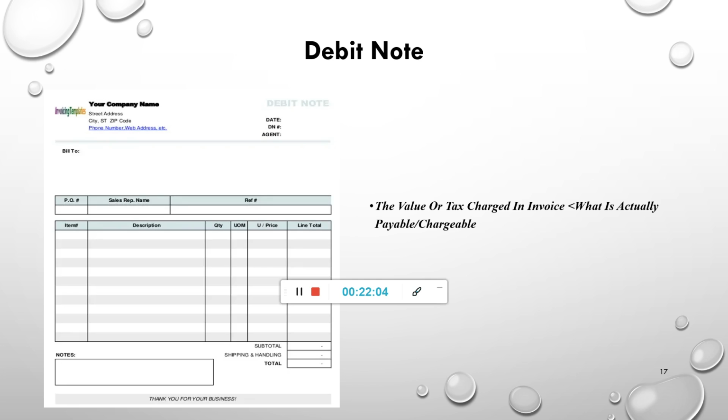Now let's discuss debit note. In case where a tax invoice has been issued for a supply and subsequently it is found that the value or tax charged in that invoice is less than what is actually payable or chargeable, the supplier can issue a debit note to the recipient. Any registered person who issues a debit note in relation to a supply of goods or services or both shall declare the details of such debit note in the return for the month during which the debit note has been issued, and tax liability shall be adjusted in such manner as may be prescribed.